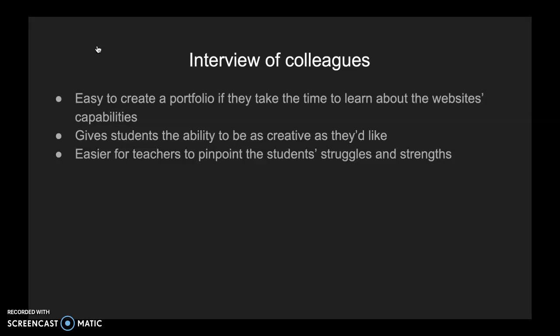It gives the students the ability to be as creative as they would like. If they want to add a lot of color, they have the ability to do that. If they prefer more black and white, if that's their angle, they can do that as well.